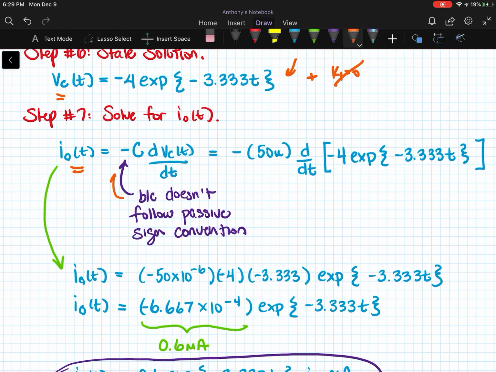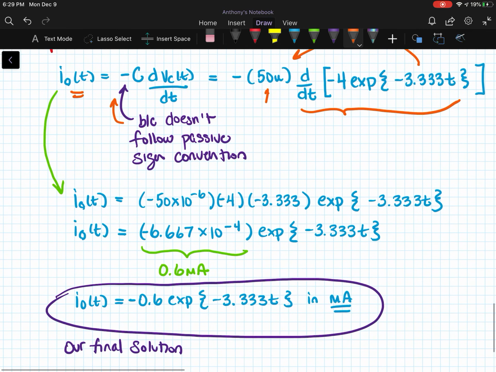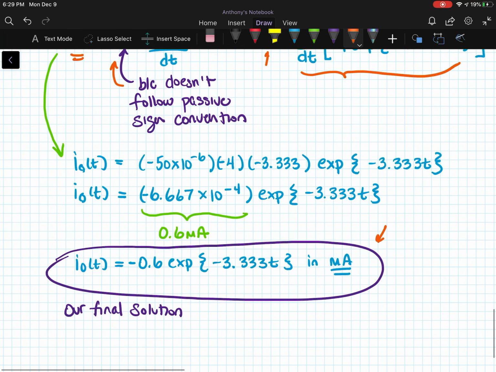Again, the minus stemming from the fact that the orientation of the capacitor doesn't follow the passive sign convention. And then the rest of this equation is just plugging in the values, taking the derivative. You know, our negative 3.33 value will be pulled out front as we take the derivative. And what we're left with is this expression here, which is I/O of t equals negative 0.6 e to the negative 3.3333t. This is in milliamps, or times 10 to the negative 3.